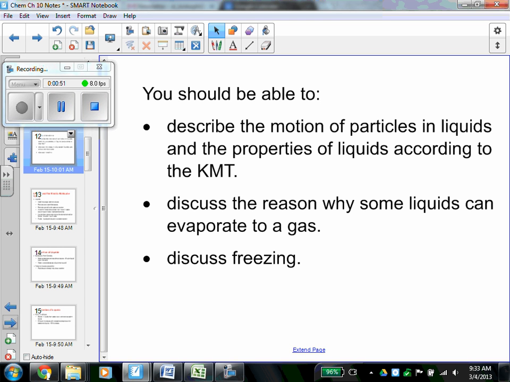Now, we talked about the KMT. We defined it. We gave the 5 assumptions in section 1. Then we talked about the KMT as it applies to gases. We're going to talk about how the KMT applies to liquids in this section. Discuss the reasons why some liquids can evaporate to a gas, and then we'll discuss freezing very, very briefly.